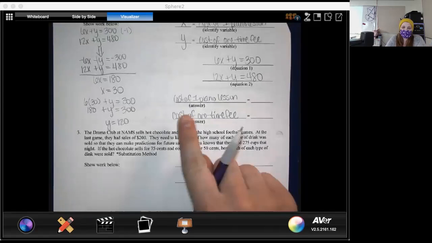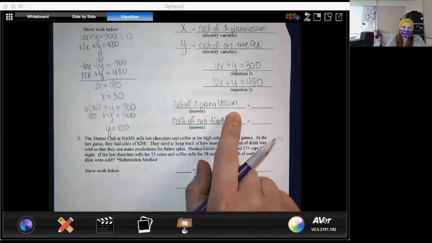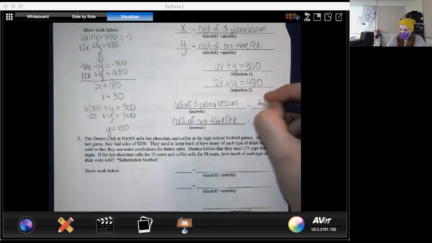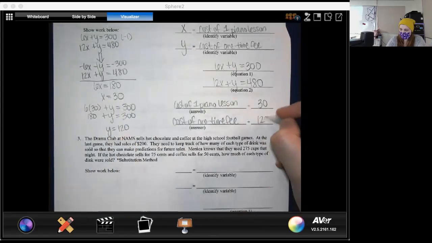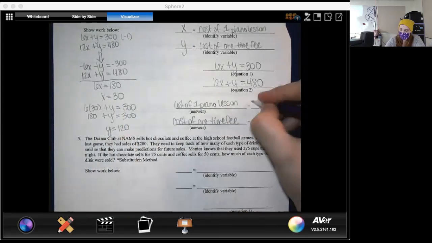All right, the cost of one piano lesson, let me correct myself, was x, and x was 30. And then y was 120. Is there anything else we need on this answer? We should probably put dollar signs, that is correct.